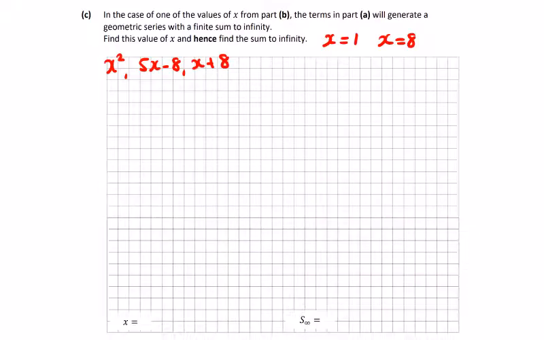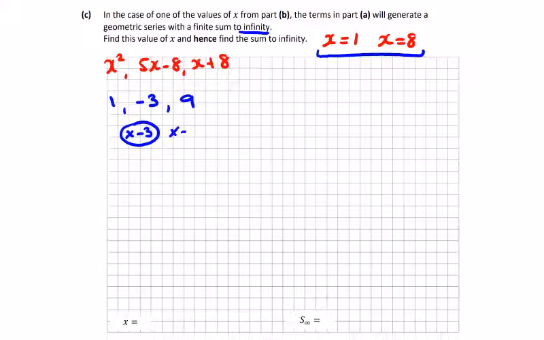In part C, we're told in the case of one of the values of x, so write down your values of x, 1 and 8, the terms in part A will generate a geometric series with a finite sum to infinity. It's like the fly jumping across the table, so it's never going to get there. So this is our finite sum to infinity. So let's see which one generates this. If it's x is 1, we have 1. We have 5 minus 8, which is minus 3. We have x plus 8, which is 9. So this looks like a factor of minus 3 by 1.